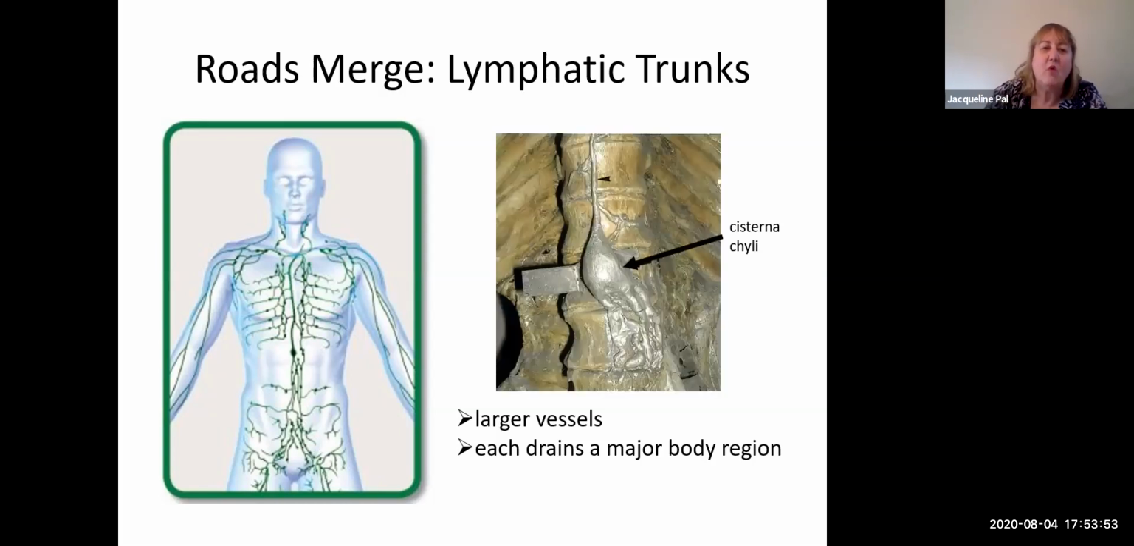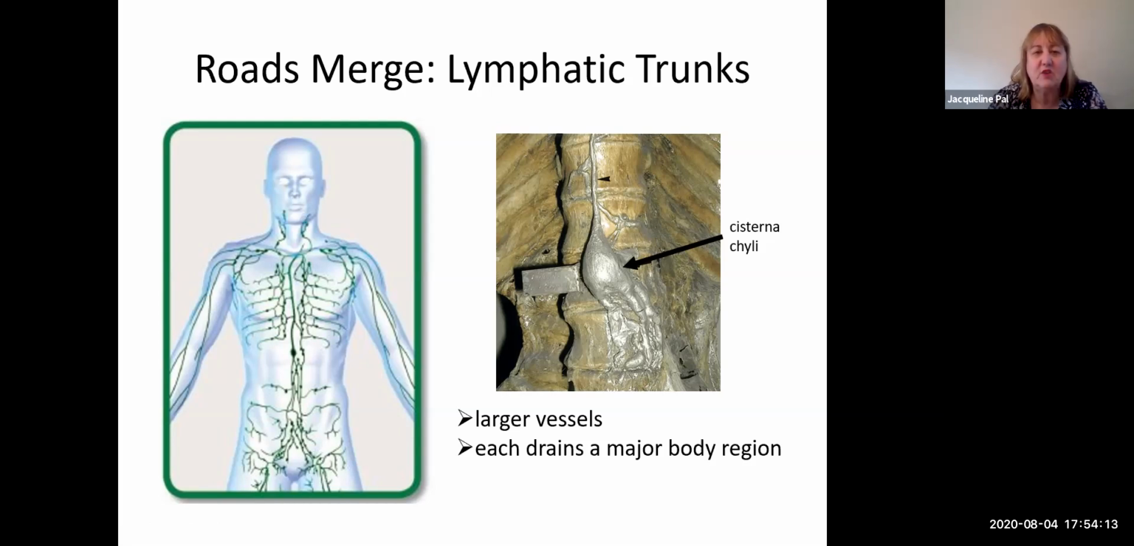Okay. And I want to point out that on the left picture, this big green dot right there in the middle, right below the rib cage at T12, is this structure known as the Cisterna Chyli, which we will talk more about shortly.